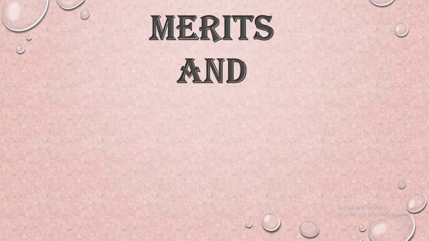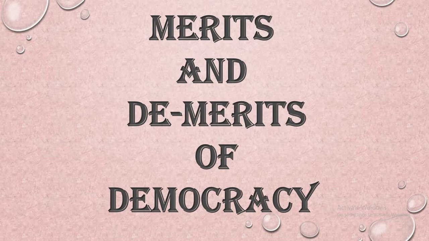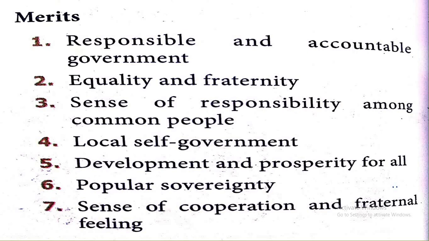Now we'll see the merits and demerits of democracy. First, let's see the merits. Responsible and accountable government. Responsible, you know very well. You are responsible. Responsible means responding. And accountable is trustworthy. So how should the government be? It should be a responsive and trustworthy government.